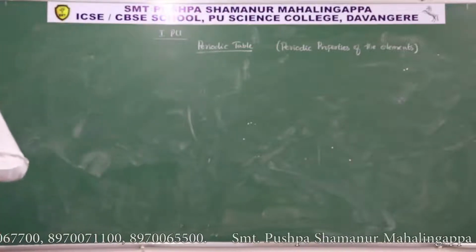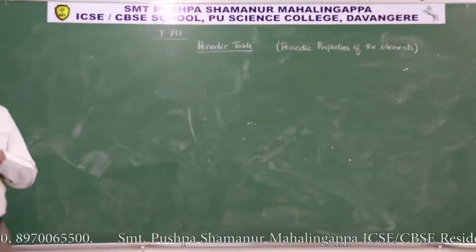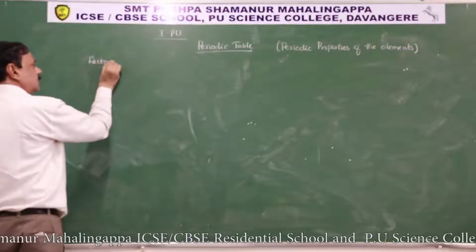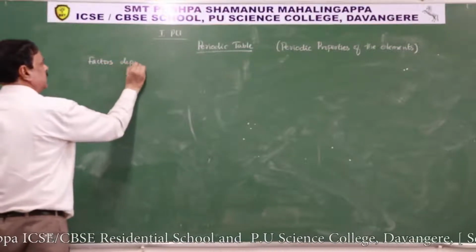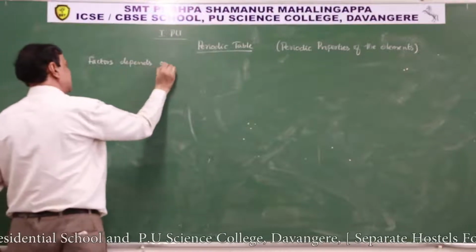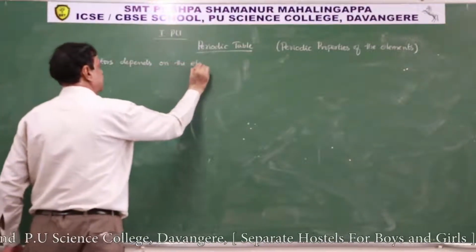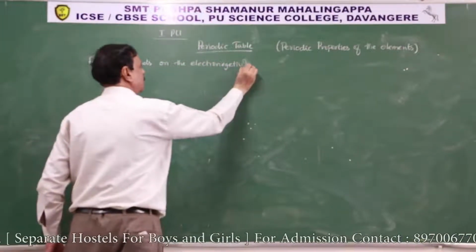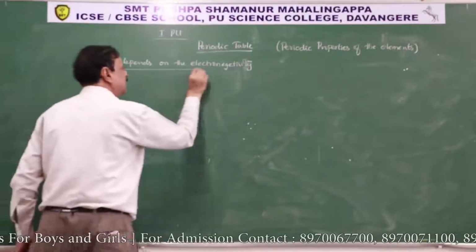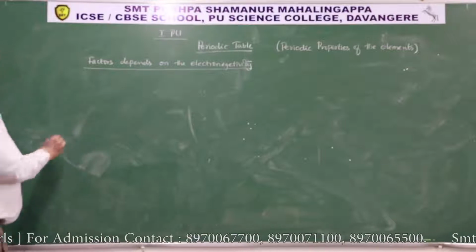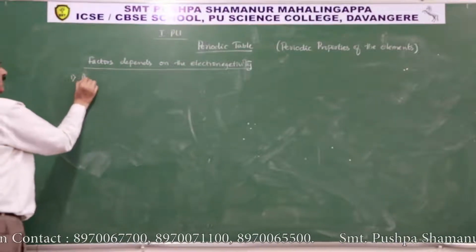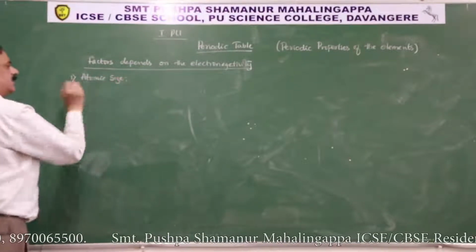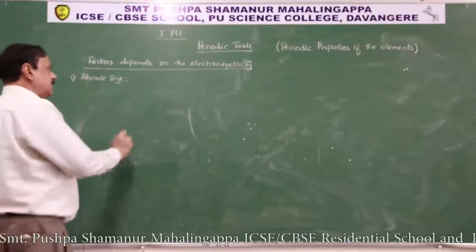The first one is atomic size and effective nuclear charge. There are so many factors that affect electronegativity. How do you predict the electronegativity of the elements? The first factor is the atomic size.